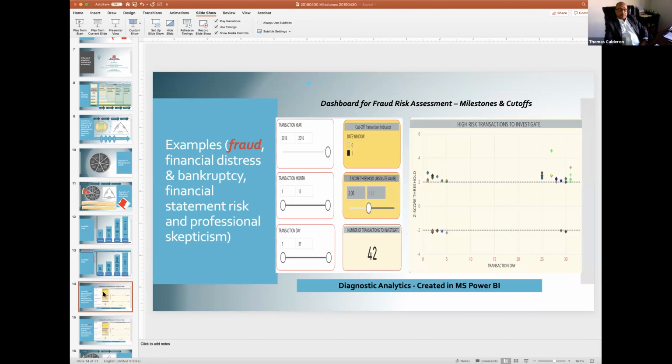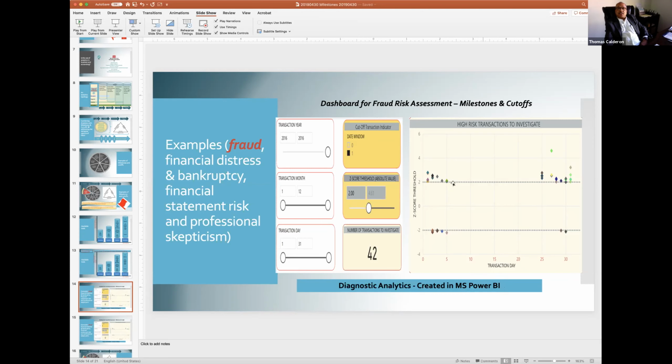Let me flip here. And what I'm going to do with this is just give you a little bit of context. This is output from a diagnostic application of analytics. I created this diagnostic dashboard utilizing Microsoft Power BI.